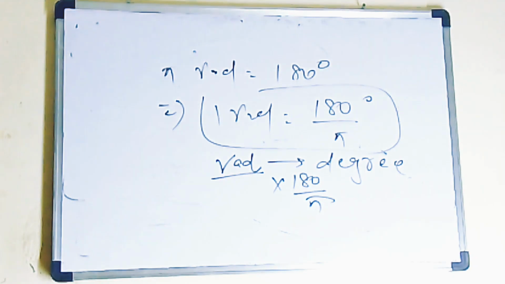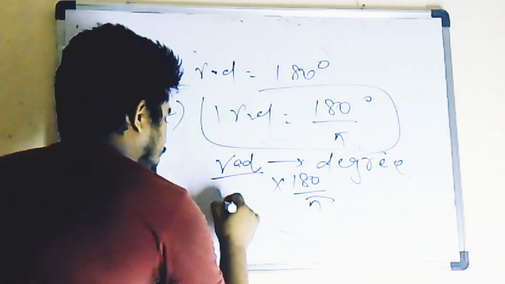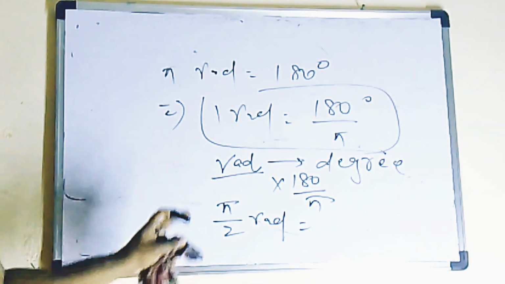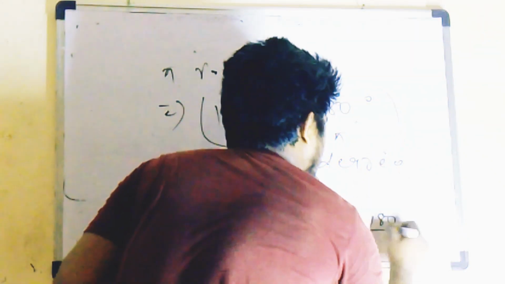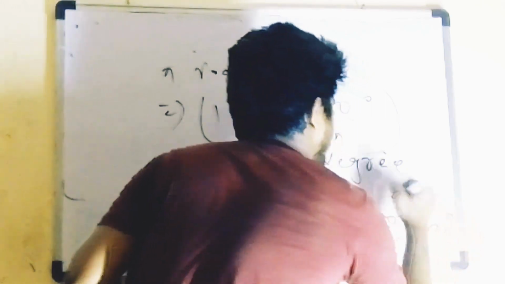If I ask you what is pi by 2 radian in degree, what to do? Pi by 2 into 180 by pi. Pi cancels out, 180 divided by 2 is 90. So the answer is 90 degree. Clear?